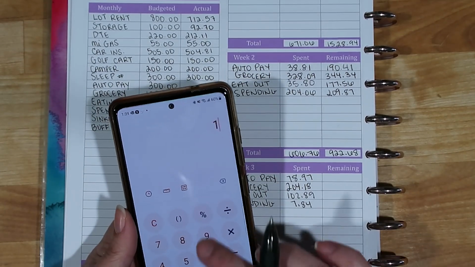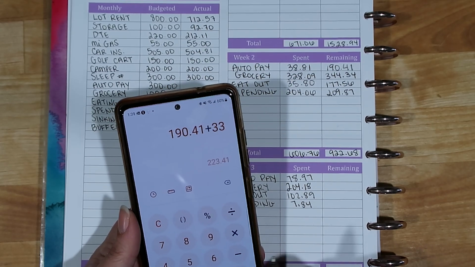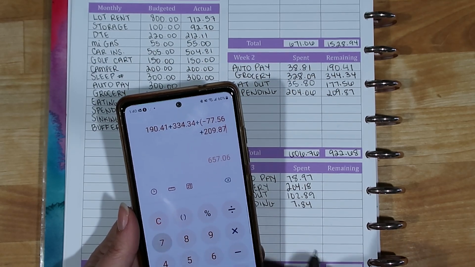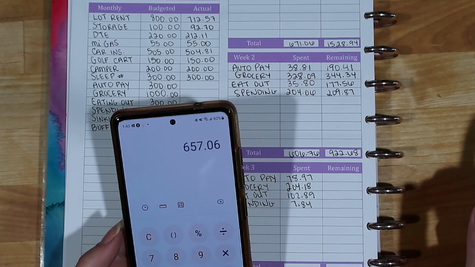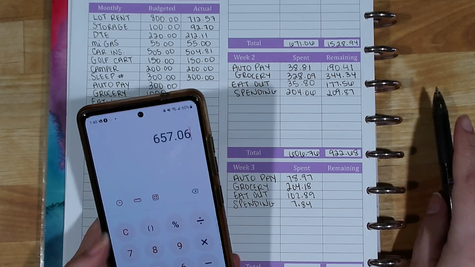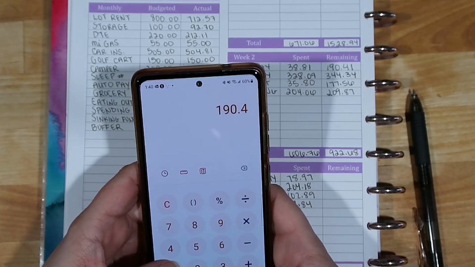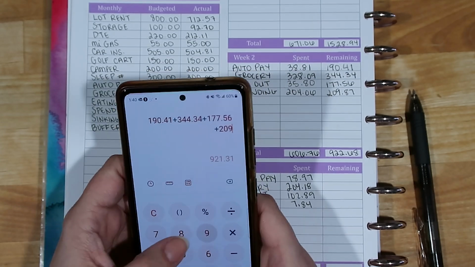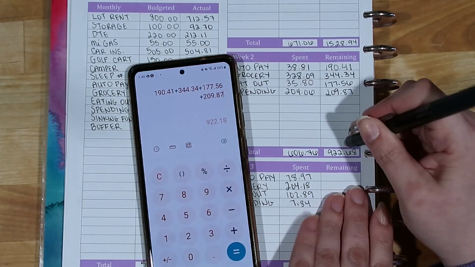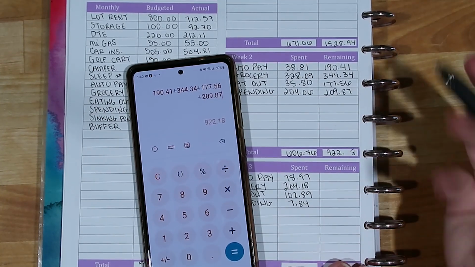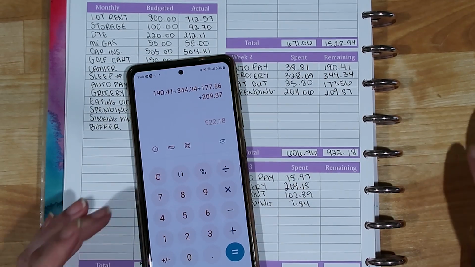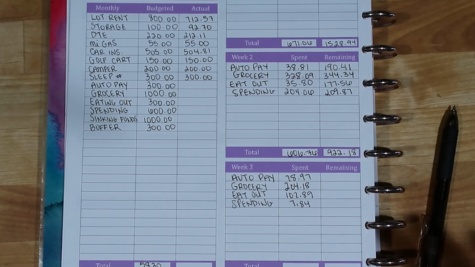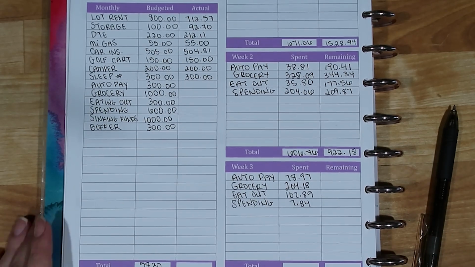So really quickly, that means that this total is going to be wrong as well. That's way wrong. So 190.41 plus 344.34 plus 177.56 plus 209.87 is 922.18, not 922.68. In the grand scheme of things, is 40 cents or whatever really that big of a deal? No, but it would have driven me crazy at the end of the month if all of my numbers hadn't matched what's in my actual account. So thank you, Tammy, for bringing that to my attention.